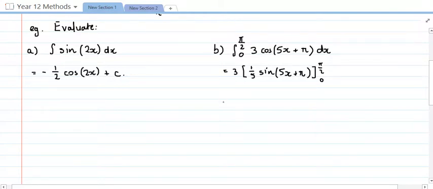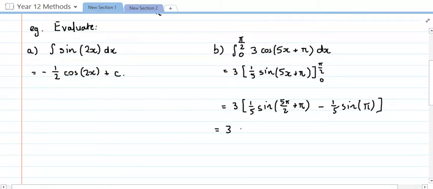Well, I'm just going to keep on carrying that 3 through all the working, so it's 3 out the front of, now I first sub in the upper terminal, so it's 1/5 of sine, then it's going to be 5 pi on 2 plus pi, and then I need to take away 1/5 of sine out the front of 5 times 0 is just going to be 0, but then we have to add on pi, so it's just pi there.